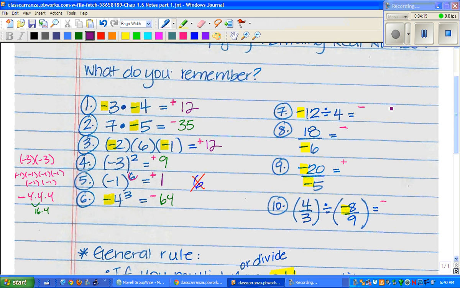All right, number 7, 12 divided by 4. 12 divided by 4 is 3, which makes it a -3. 18 divided by -6. Once again, the answer is 3, and that's a -3. -20 divided by -5, the two negatives. 2 negatives makes that a positive. 20 divided by 5 is 4. And the last one, number 10, why don't you pause the video, see if you can figure it out real quick.